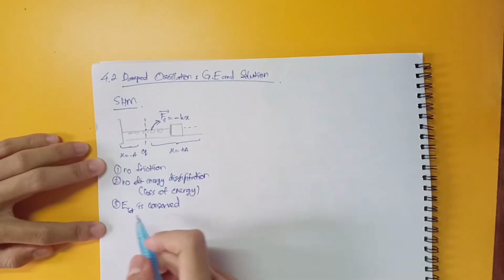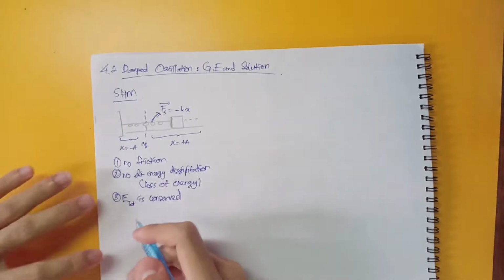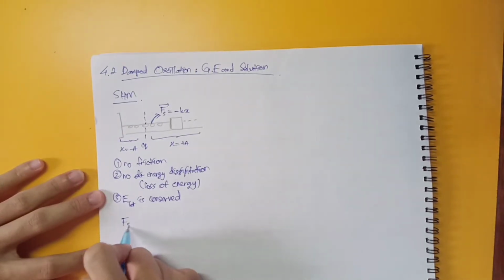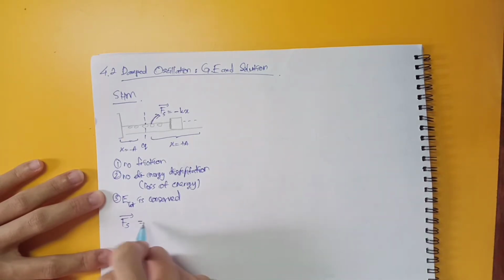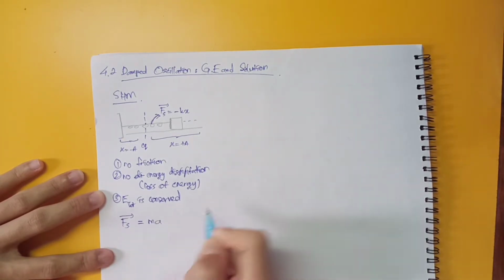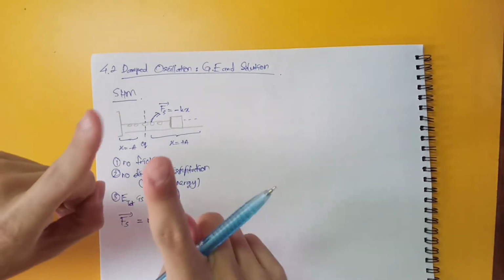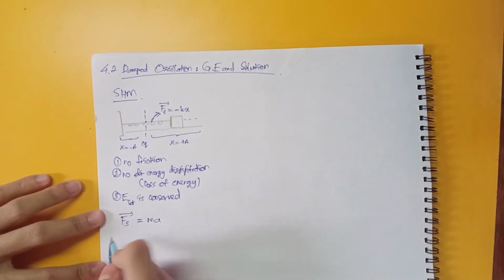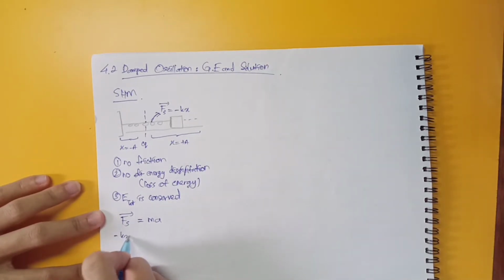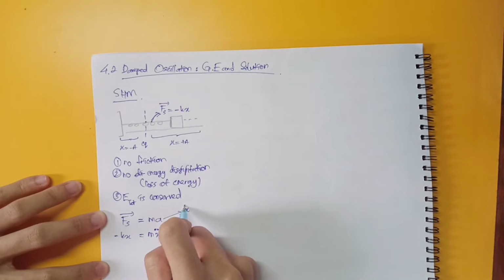Here I will show you the force distribution. There is a force Fs, and Fs equals ma, so the force is balanced by Newton's second law. Fs we know is equal to negative kx, which is equal to m x double dot, because we know that acceleration is equal to x double dot.